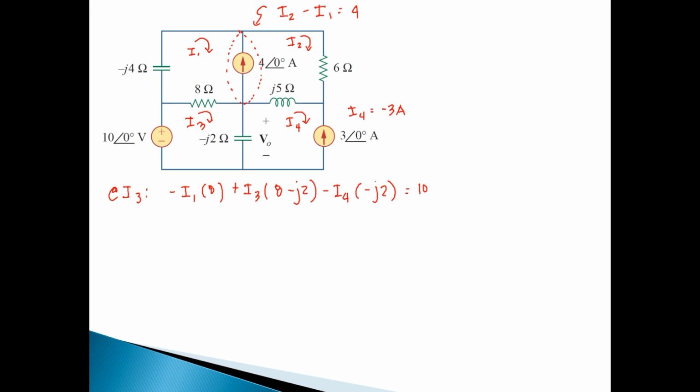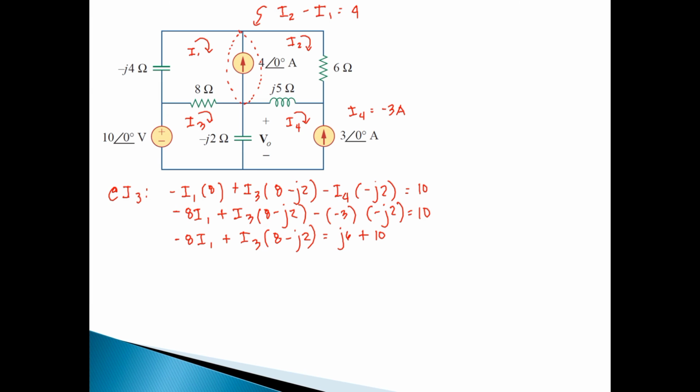So we have here negative 8I1 plus I3 times 8 minus j2. And then I4 is equal to negative 3. So we'll multiply that. Negative 8I1 plus I3 times 8 minus j2. This will be positive 3, so negative j6, and then transpose. So positive j6. First equation.